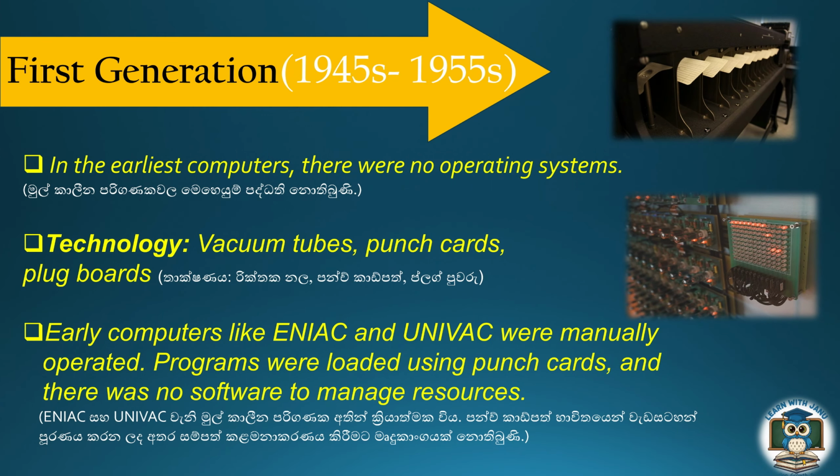The first generation. In this generation, the technology used was vacuum tubes, punch cards, and plug boards. So in the first generation, these are the earliest computers and there was no operating system. The earliest computers like ENIAC, UNIVAC were manually operated. The programs were loaded using punch cards and there was no software to manage resources.